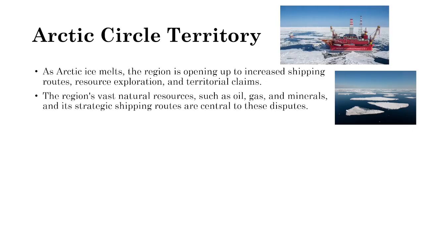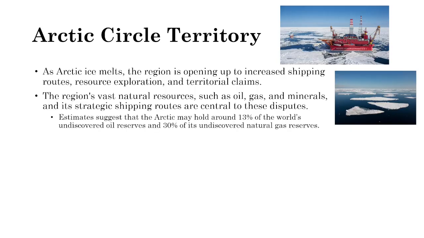There are a lot of natural resources available like oil, gas, and minerals that have not been extracted yet because of the ice and the land masses there. And its strategic shipping routes are central to these disputes. They can easily get these resources and ship them out and bring them to these countries that surround the Arctic Circle. So there's a lot of claims over this territory and a lot of demand. Estimates suggest that the Arctic may hold 13% of the world's undiscovered oil reserves. That's probably worth billions of dollars, as well as a lot of natural gas.